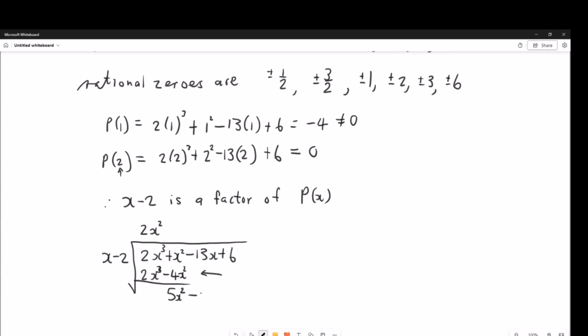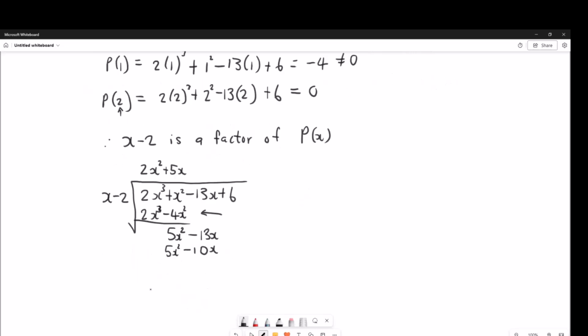So in the meantime, I can bring down 13x. And then I can ask, how many times does this x here divide into 5x squared here? Well, it divides into there 5x times. And then I say 5x times x, 5x times minus 2, and so forth. Okay, so that's what I'm going to do there. Now I'm multiplying x minus 2 by 5x. So x times 5x, 5x squared, and minus 2 times 5x is minus 10x.